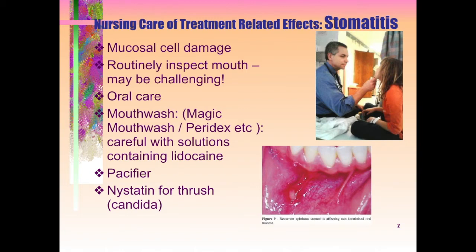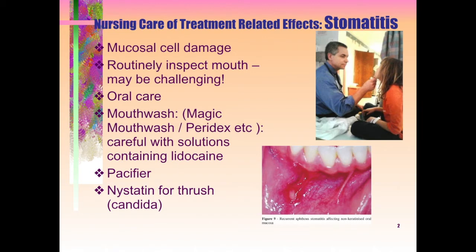We want to promote oral hygiene, so once again, using that soft toothbrush. And then the mouthwash, we have a magic mouthwash that has an anesthetic along with an antibacterial. But you have to be careful with this because that anesthetic, when it's swallowed, takes their gag reflex away. Peridex is one of the brands that we use for the mouthwash, and it's the non-stingy type. We can also put the Peridex on a pacifier for our younger kids.